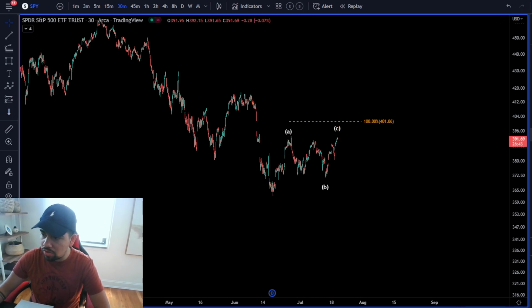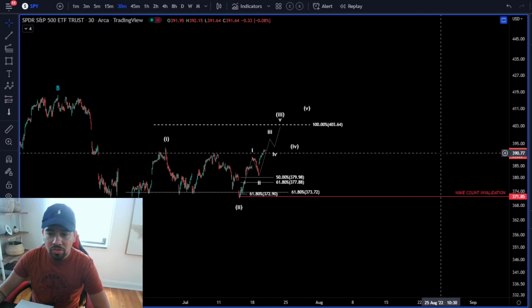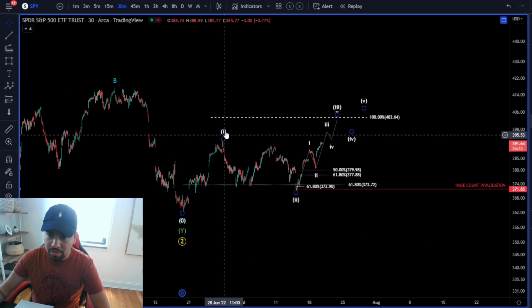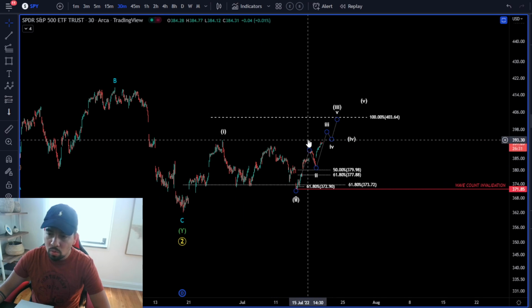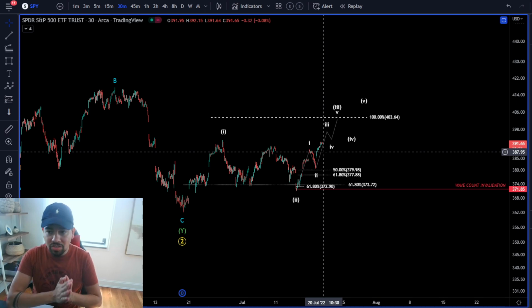So it is also good to transition over to it. Let me just delete this for a second, and then let's turn on our wave structures. Now, as I mentioned yesterday, we are looking for this to be the 1, ABC to the 2, 1, 2. We're looking to be within the wave 3. The wave 3 upside resistance comes in at 403.64.